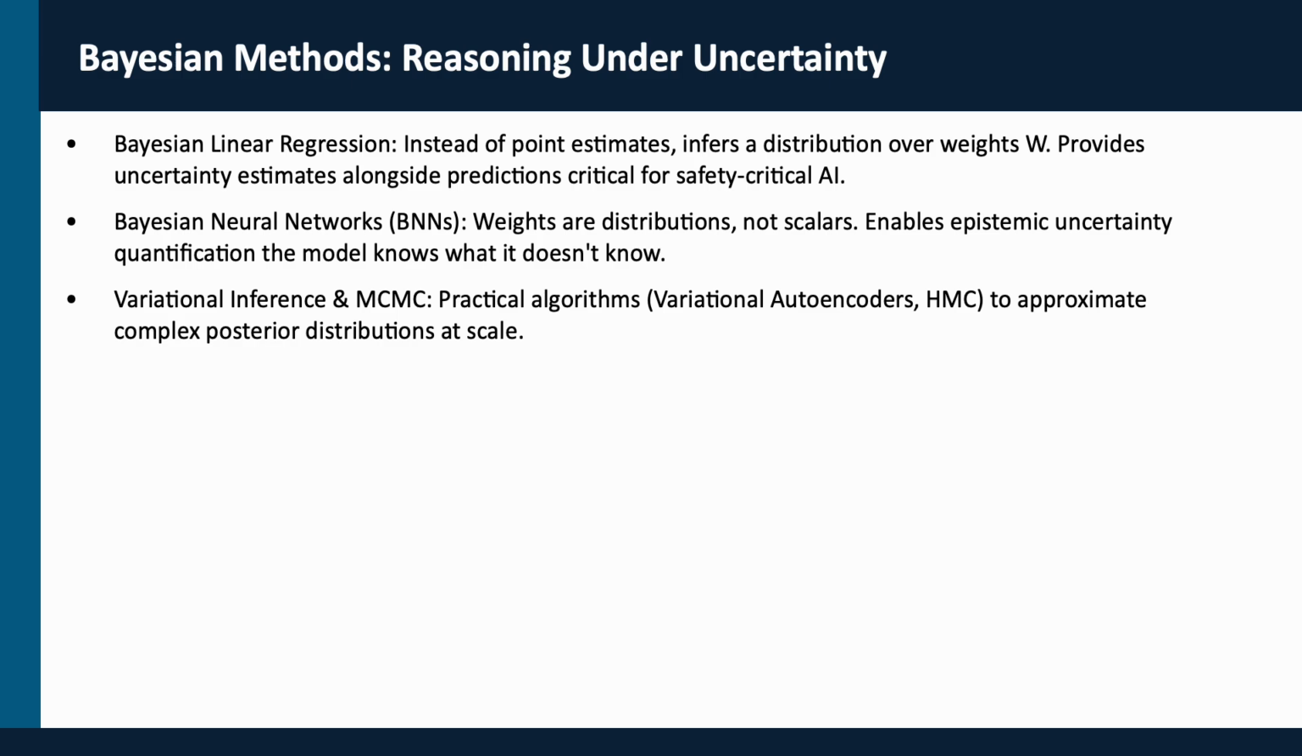Variational inference and MCMC are practical algorithms, such as variational autoencoders or HMC, used to approximate complex posterior distributions at scale.